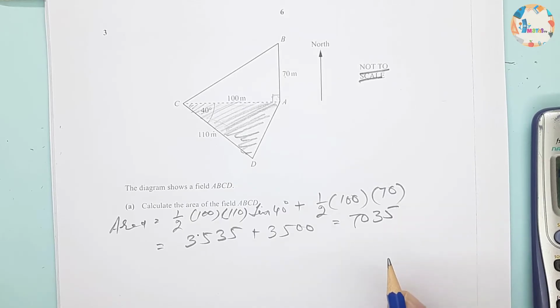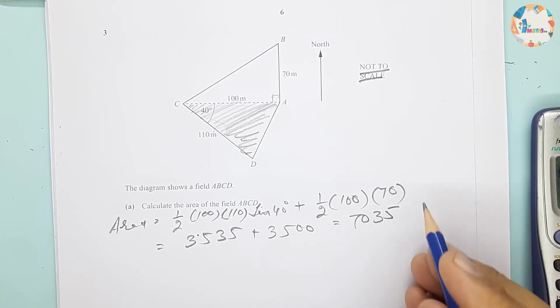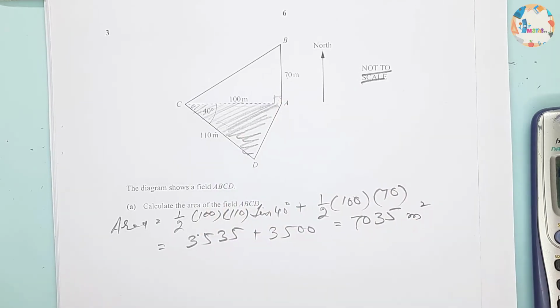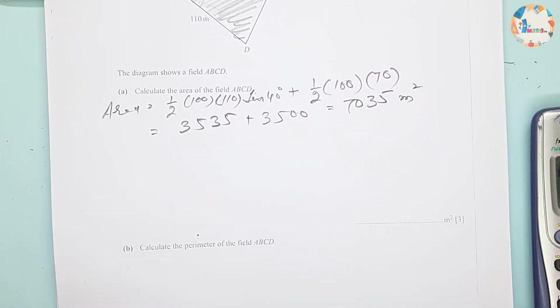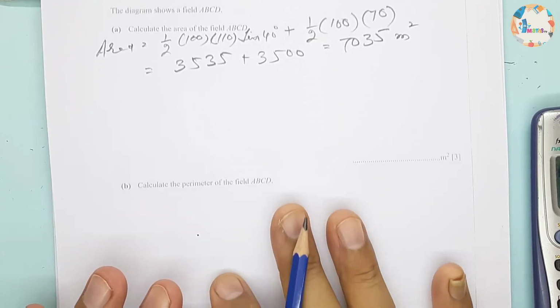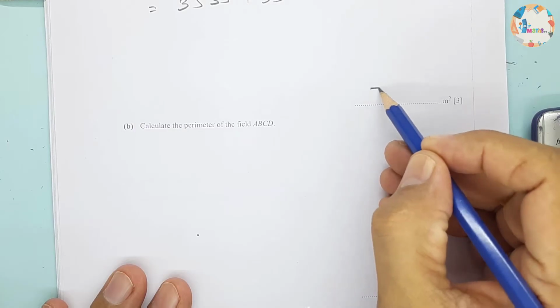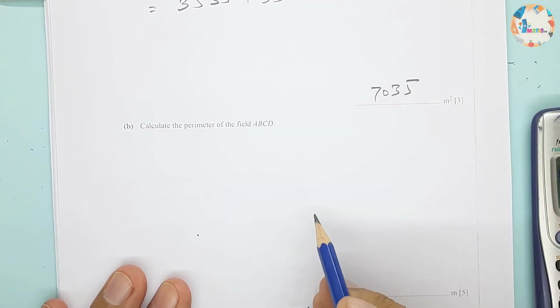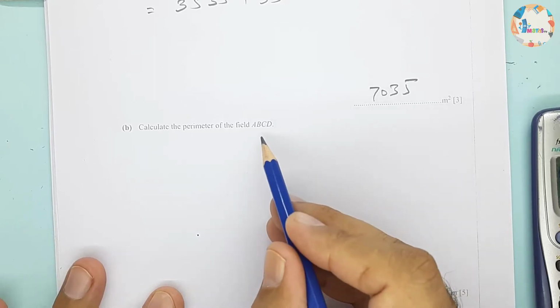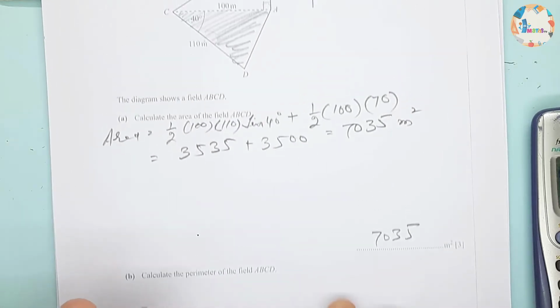7035 will be in meter square, because all the measurements are in meters. This will be the area of both the shapes, and we can write 7035 at the proper place. Next, calculate the perimeter of the field. The perimeter of the field will be adding all the sides.